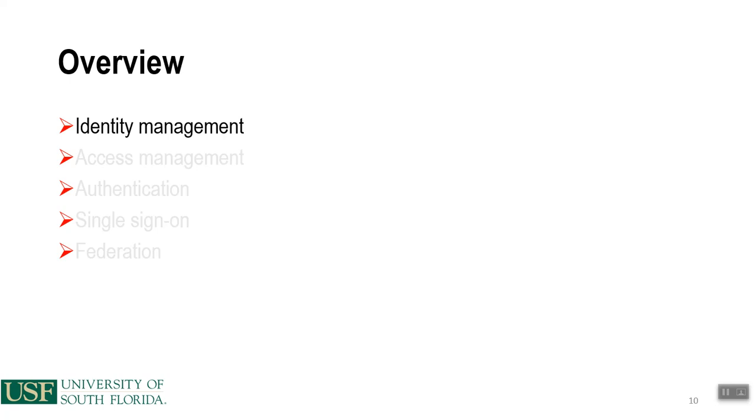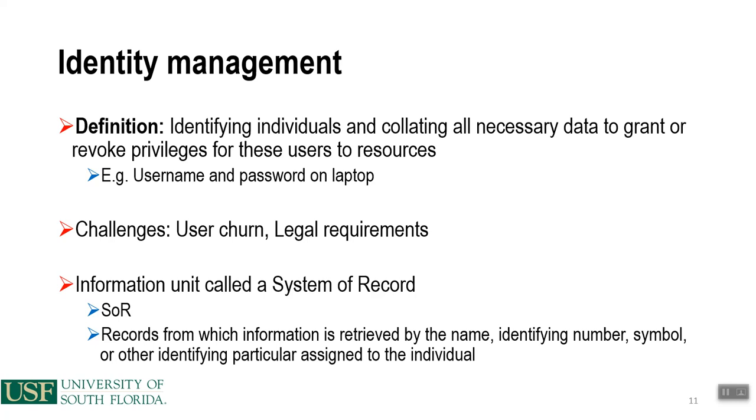So let's get into controls. Let's keep moving forward with controls. Let's talk about identity management first. Identity management is identifying individuals and collating all necessary data to grant or revoke privileges for these users to resources. So for example, it's username and password on a laptop. The identity is a username, and then there's a password associated with that username, and that username could be used across multiple information. And some of the challenges associated with identity management are user churn or legal requirements.